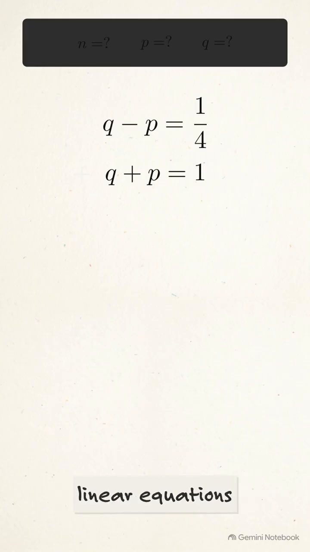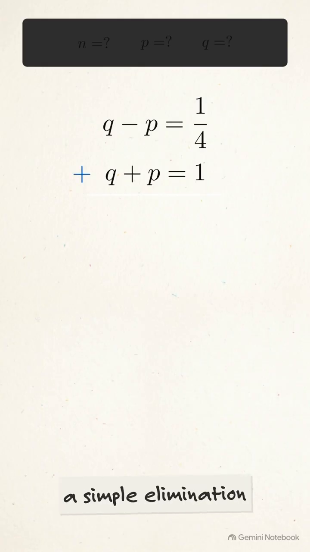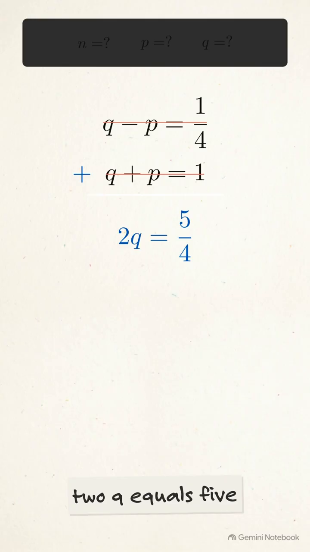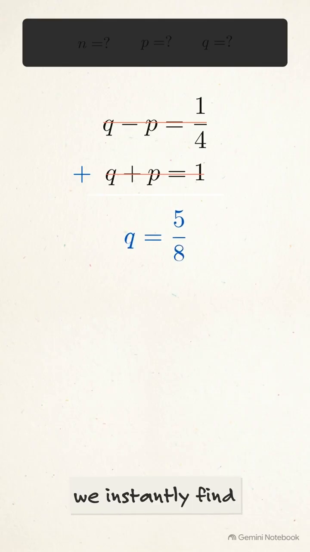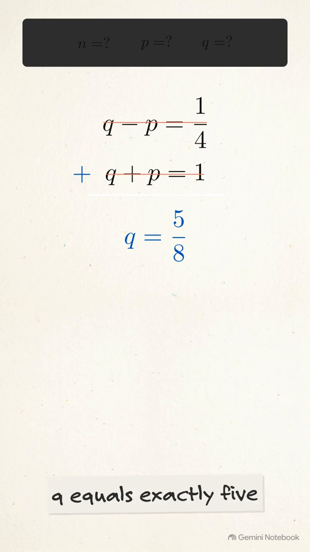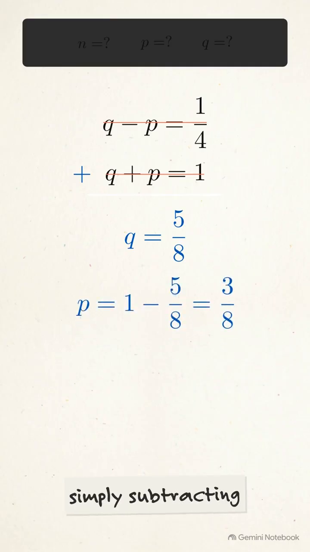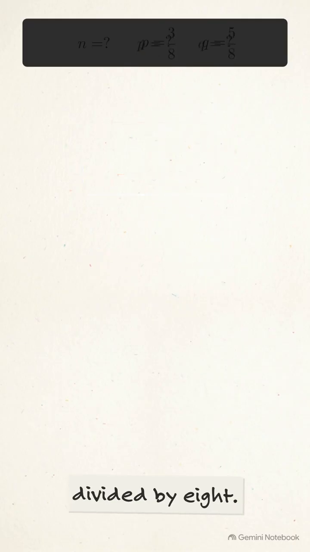By placing these two linear equations together, we can add them to use a simple elimination shortcut. When we add them, negative p and positive p cancel each other, giving us 2q equals 5 divided by 4. Dividing by 2 on both sides, we find our first variable, q equals exactly 5 divided by 8. Since q plus p must equal 1, subtracting 5/8 from 1 gives us our second variable, p equals 3 divided by 8.